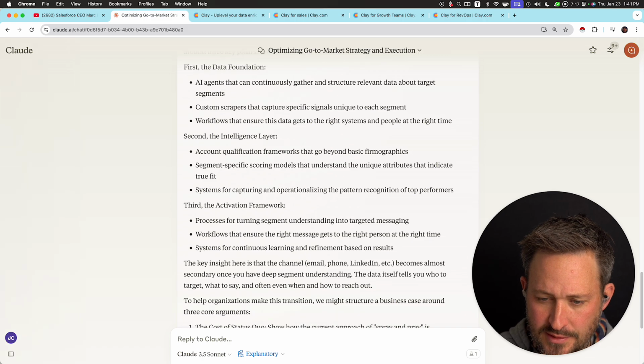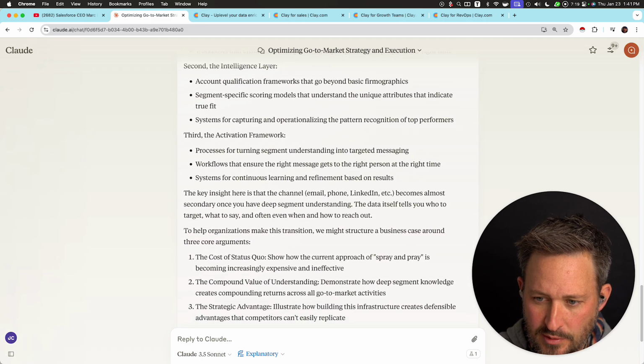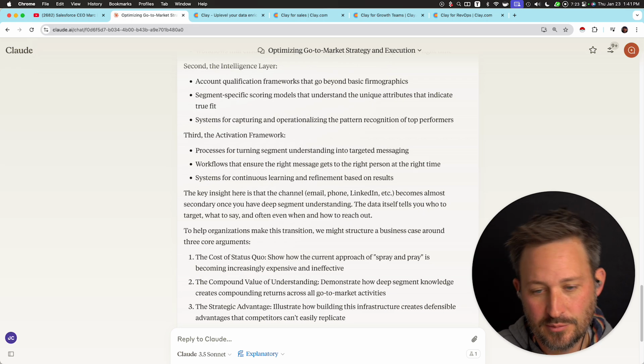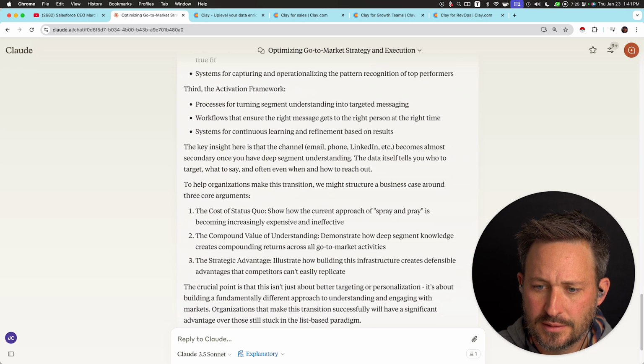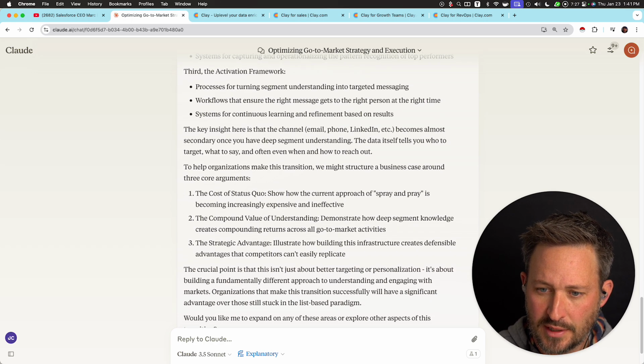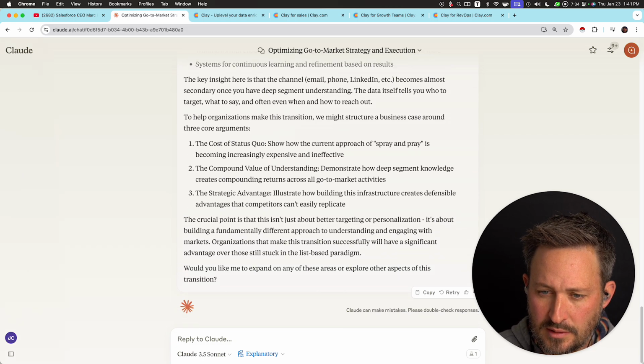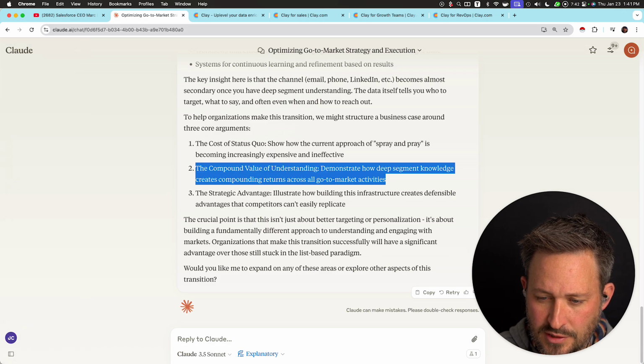Understand unique systems for capturing process, turning segment understanding into targeted messaging. Right to the person, right time. But the channel becomes almost secondary once you have a deep understanding of the data itself: who to target, what to say. Yes. The cost of the status quo. Compound value of understanding, the strategic advantage.